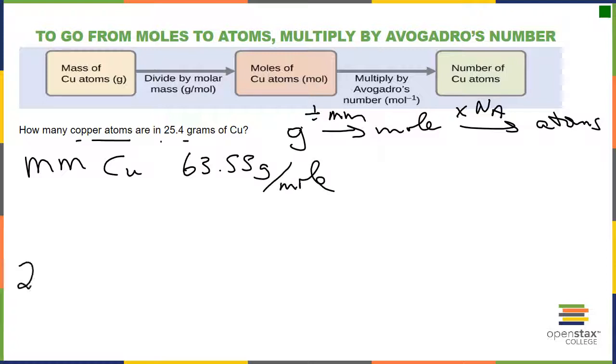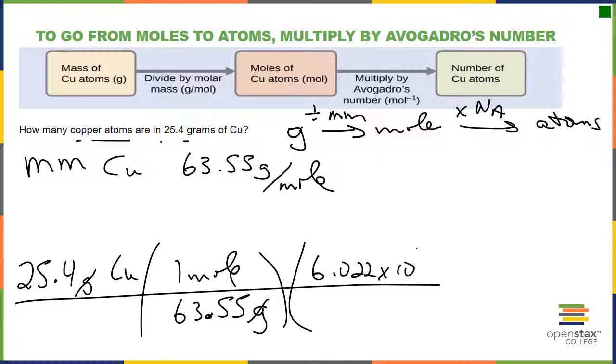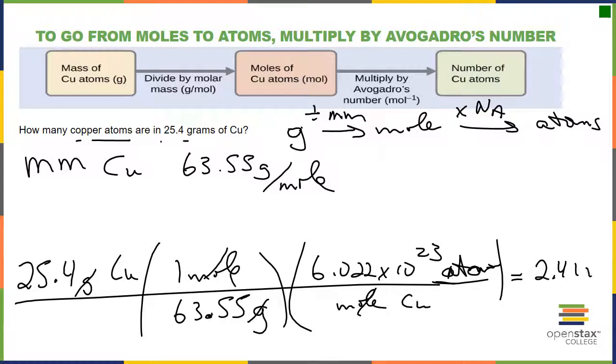So let's get this started. 25.4 grams of copper, 1 mole divided by 63.55. Again, this is the same as dividing by 63.55. It's going to get you an answer in moles. And then we know that we're going to multiply through by 6.022 times 10 to the 23rd atoms of copper per mole. Our grams of copper cancel, our moles of copper cancel, and we're going to get a total of 2.41 times 10 to the 23rd atoms of copper.